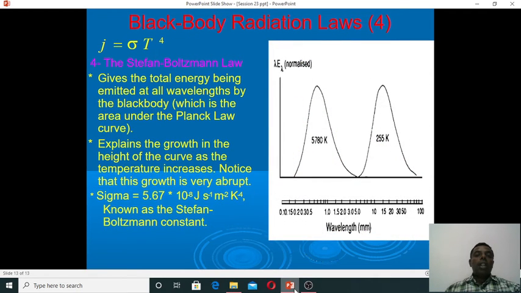Now another law is the Stefan-Boltzmann law, in which the total energy emitted is directly proportional to the fourth power of absolute temperature. This gives the total energy emitted in all wavelengths by the black body, which is the area under Planck's law curve. It explains the growth in the height of the curve as the temperature increases. Notice that this growth is very abrupt. Sigma is the value 5.67 × 10^-8. It is called the Stefan-Boltzmann constant.